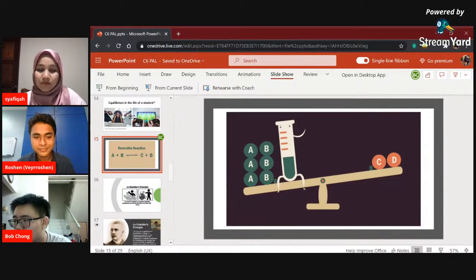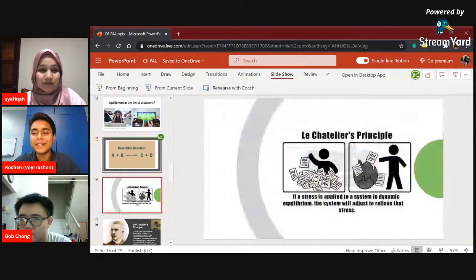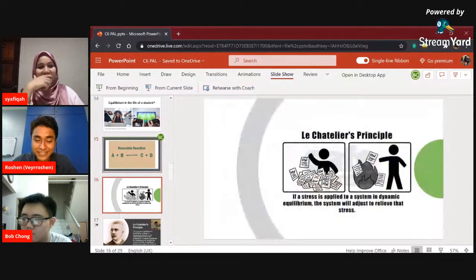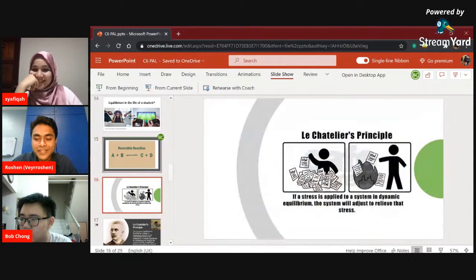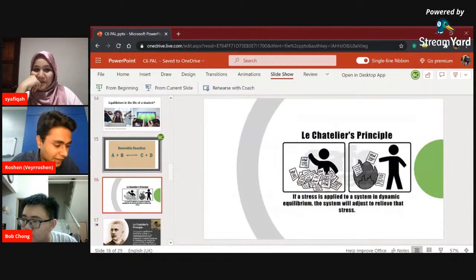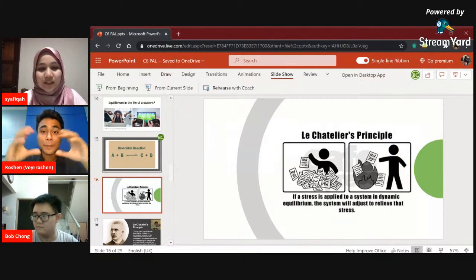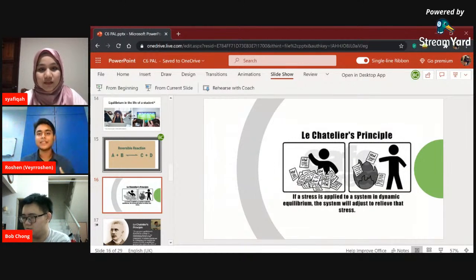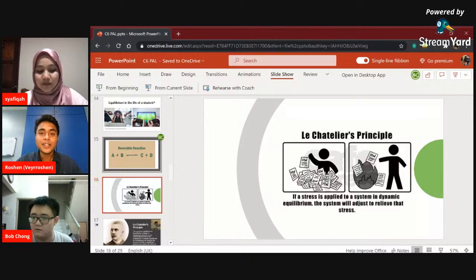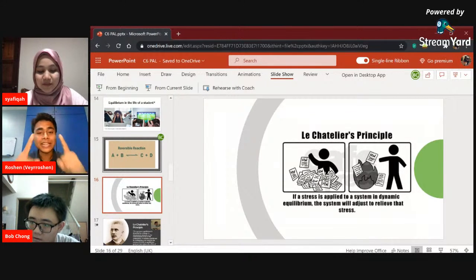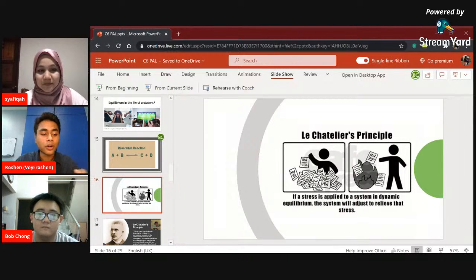Okay, so now this is a simple diagram to show you all what Le Chatelier's principle is about. Let's say you have some stress. If you apply that stress to something that is in balance, like all of us at home, we are balanced. We are in equilibrium lah, chill, relax. But the day that you want to rest, I can guarantee the day you want to chill and relax, you open Google Classroom, 50 assignments due tomorrow.